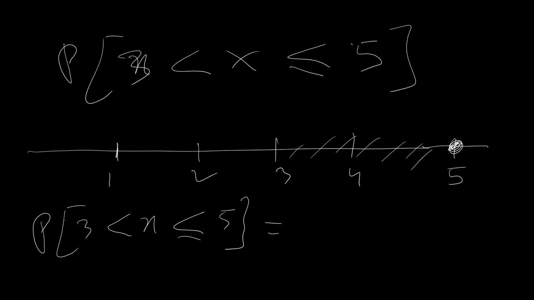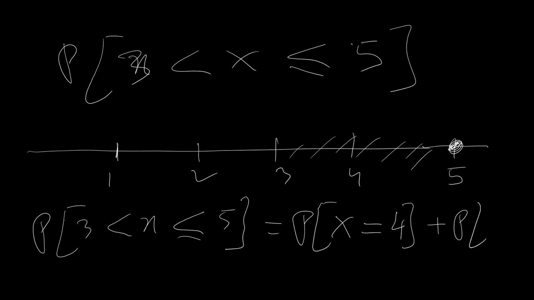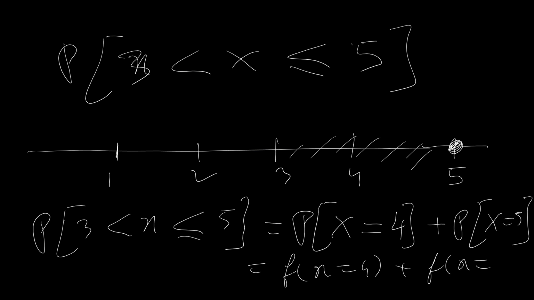is the probability that x equals 4 plus the probability that x equals 5, right? Which is basically f of x equals 4 plus f of x equals 5. Replace x by 4 and x by 5 in our expression, then we get the final result. The reason why we pick 5 is because this is included, right?